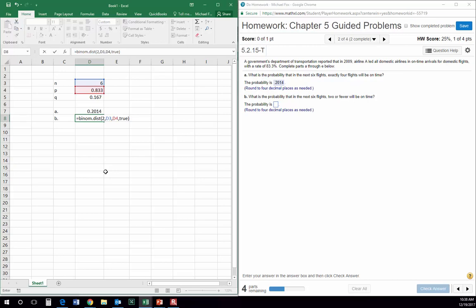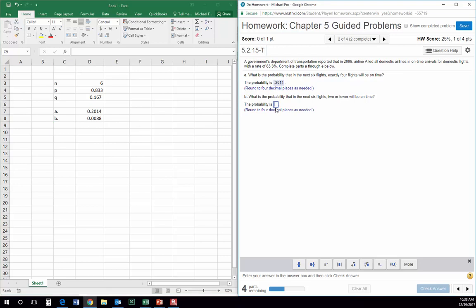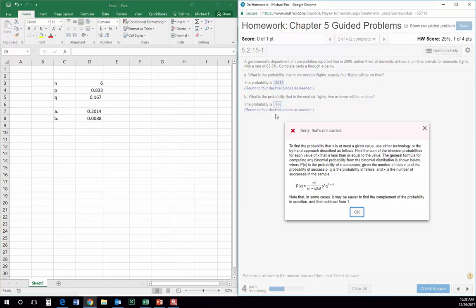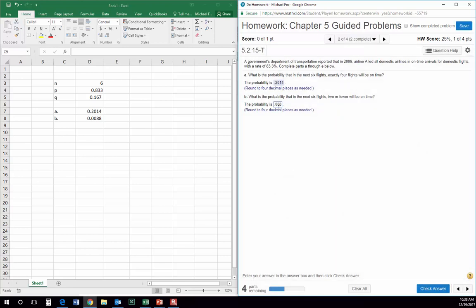So 2 or 1 or 0, right? So when we say cumulative, it means look at the probability of this number and everything lower or to the left of that number. You see that's quite a bit lower, 0.088. Oh, 0.088. Aha. There we go.